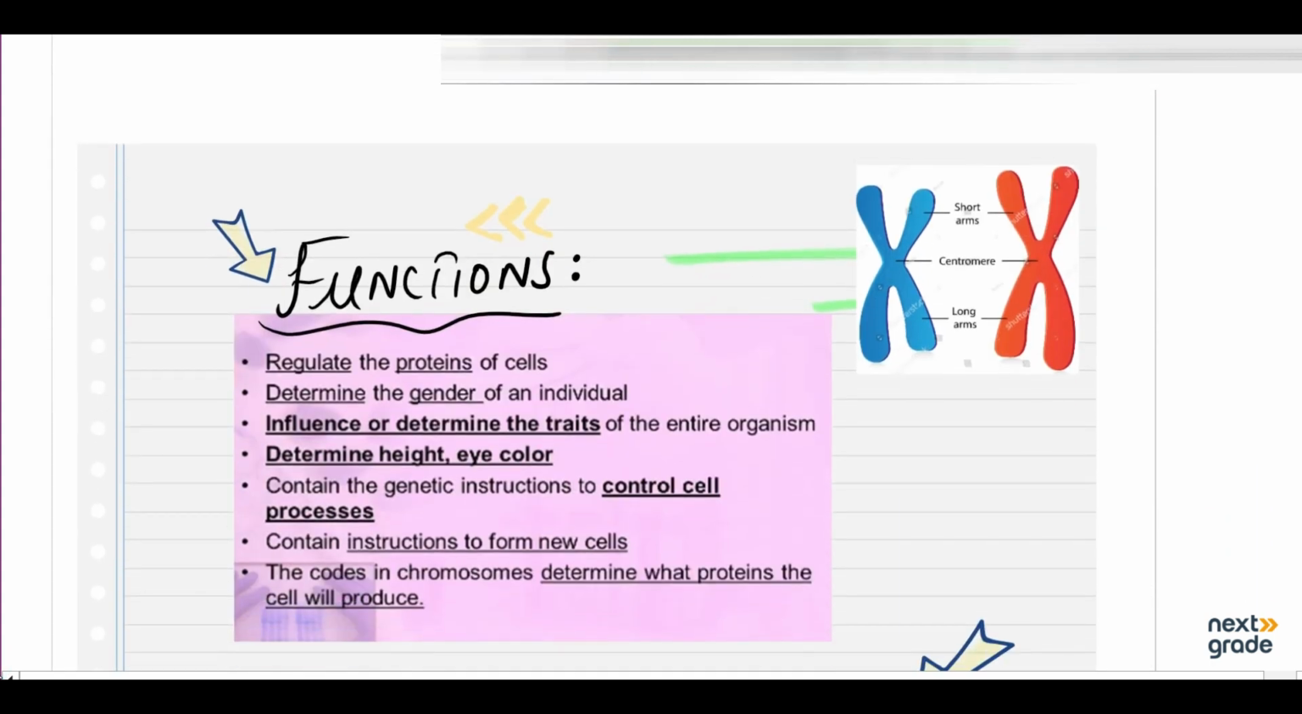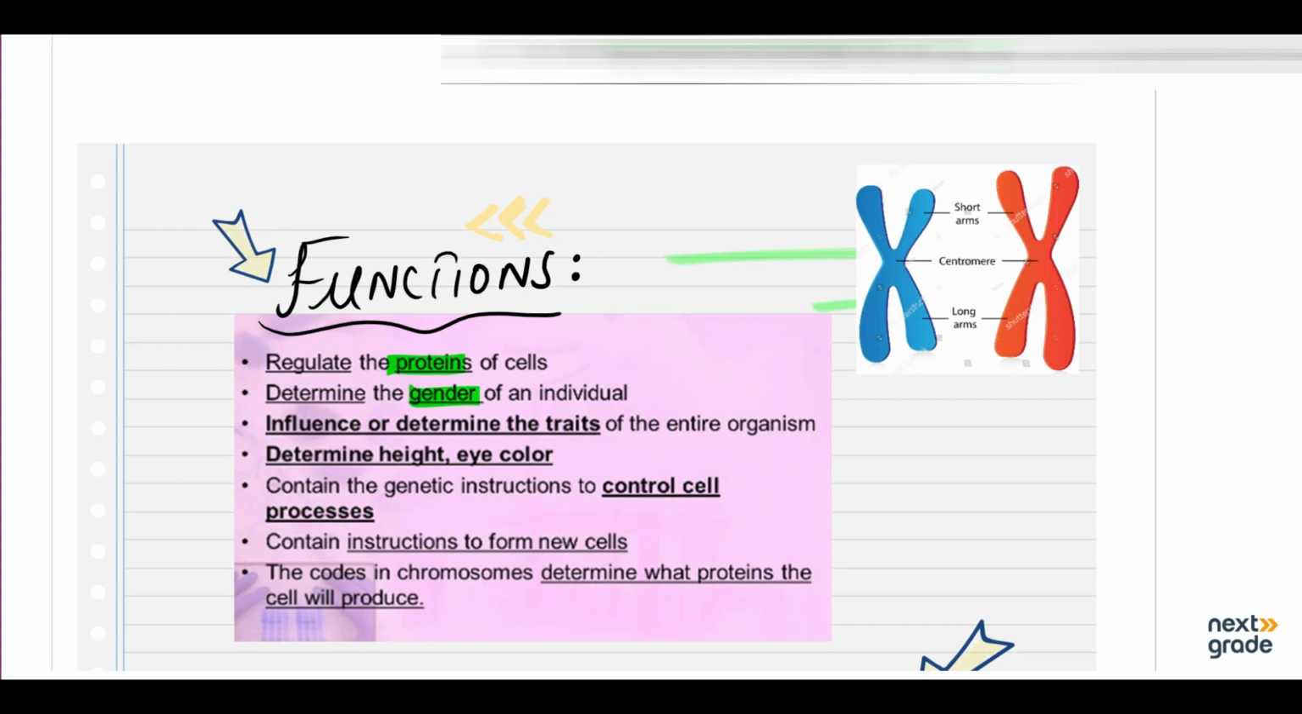Then there are certain functions that are being performed by chromosomes. First is that they regulate the protein of the cell because they are formed of the DNA and protein. That's why they regulate the proteins of the cell. Then they determine the gender of an individual.